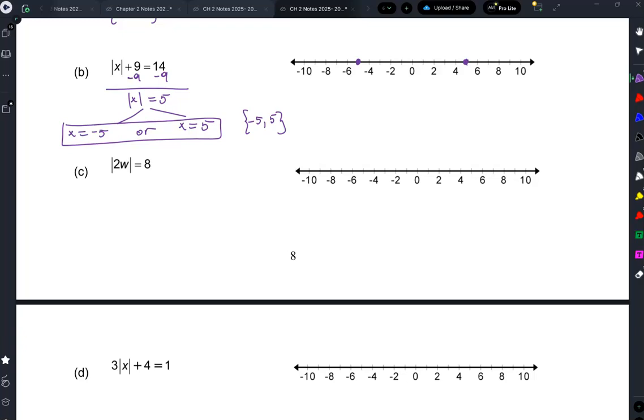Now here, is absolute value alone on the left side of the equation? No. Okay, so now I can split. I say 2w equals negative 8 or 2w equals positive 8. Are we supposed to divide it by 2?